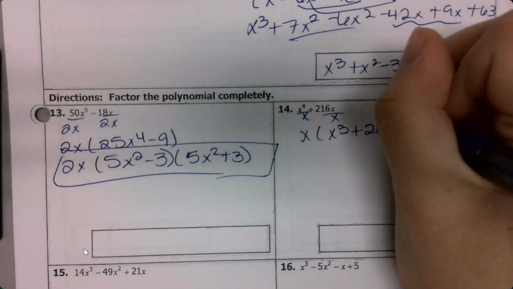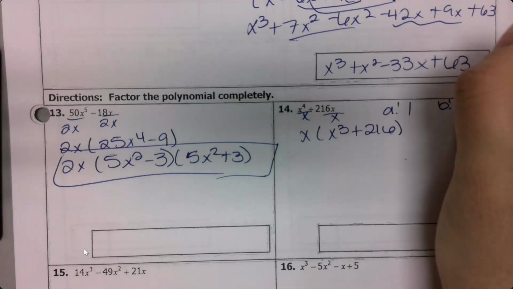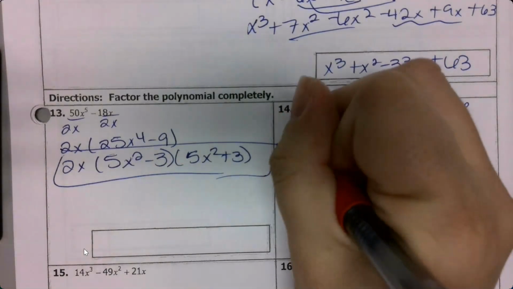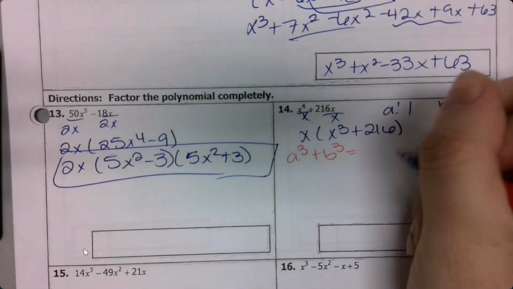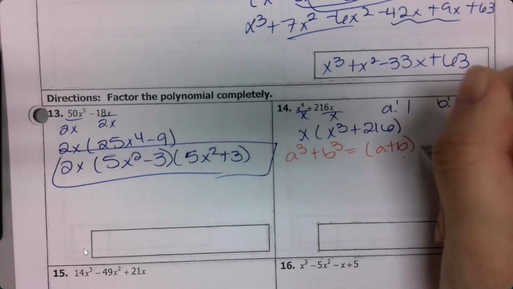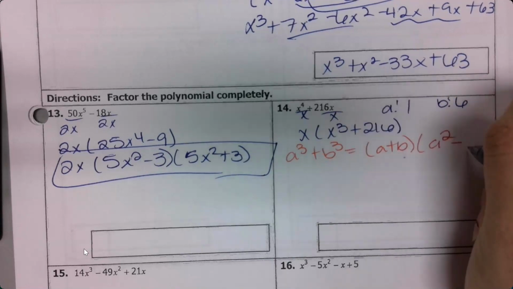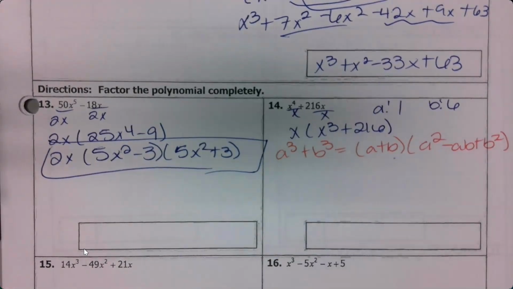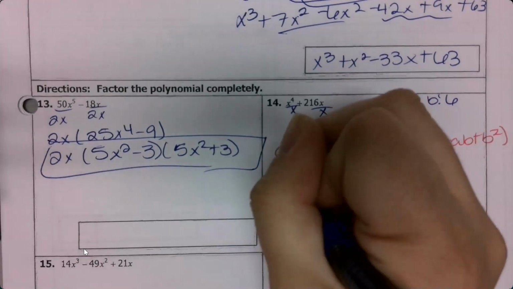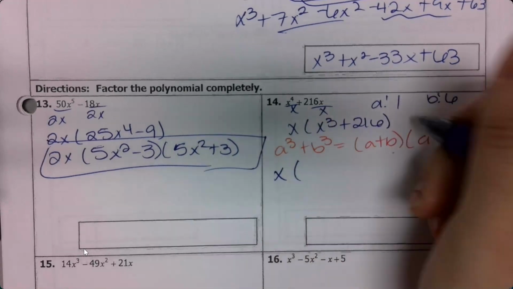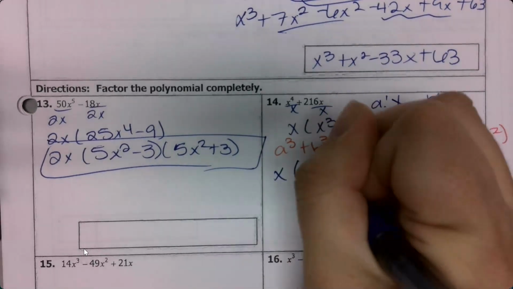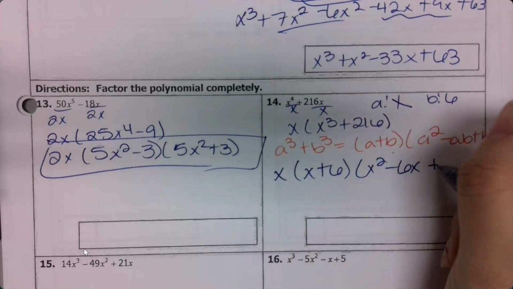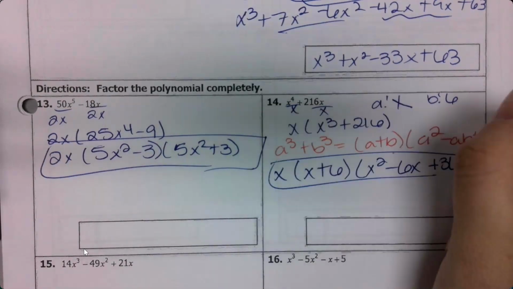So my a is 1, my b is 6, and then I want to use here my sum of cubes formula, which is a cubed plus b cubed. And I have a plus b times a squared minus ab plus b squared. And then I'm just going to plug in for a and b. So I still have my x from out front. My a was x, not 1. I have x plus 6 times x squared minus 6x plus 36. And this is completely factored.